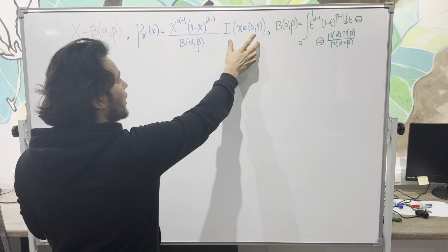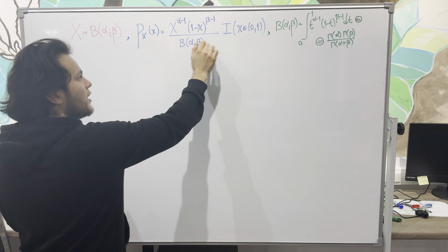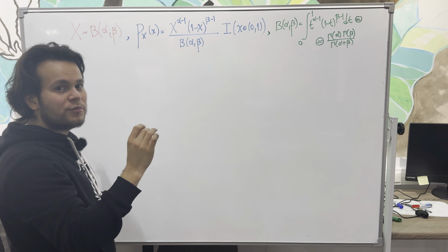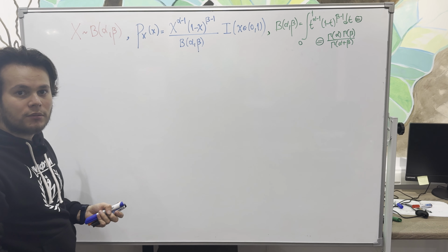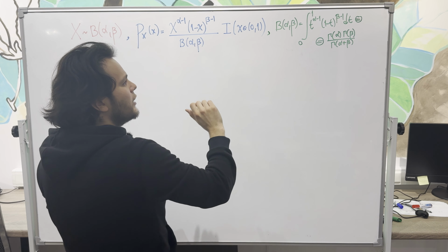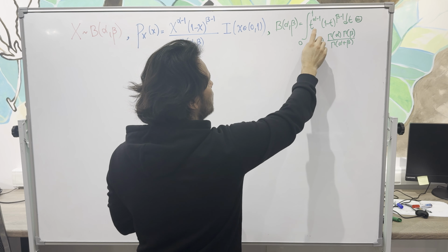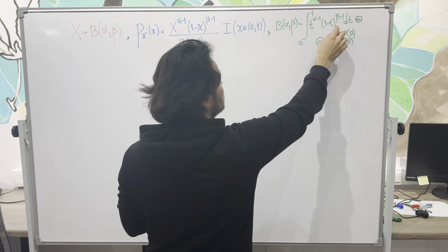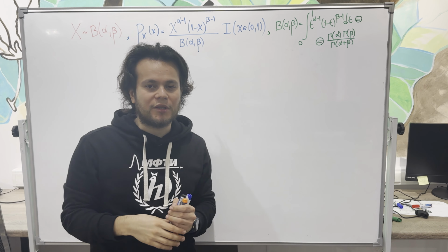So this indicator gives us that the PDF is equal to this expression only if x is from 0 to 1. Otherwise, the PDF is going to be equal to 0, right? And then here we have the beta function. So the beta function is given first by the integral from 0 to 1 of t to the power alpha minus 1, 1 minus t to the power beta minus 1 dt. Okay, so this is the definition that we have for the beta function.